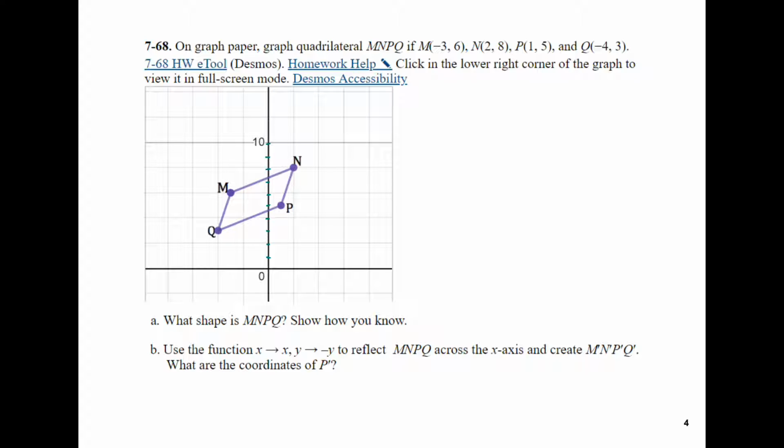What shape is MNPQ? Show how you know. So it is a parallelogram. And I know that because line segment MN is parallel to line segment QP. And you could show that using slope triangles.